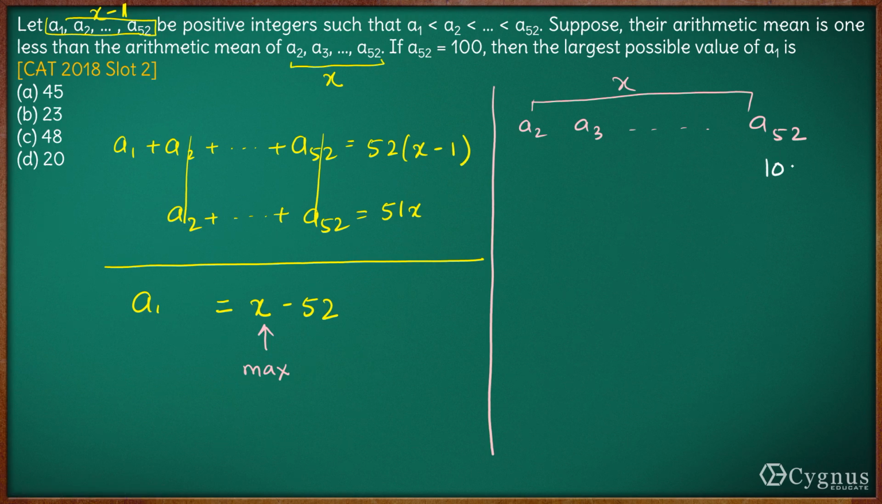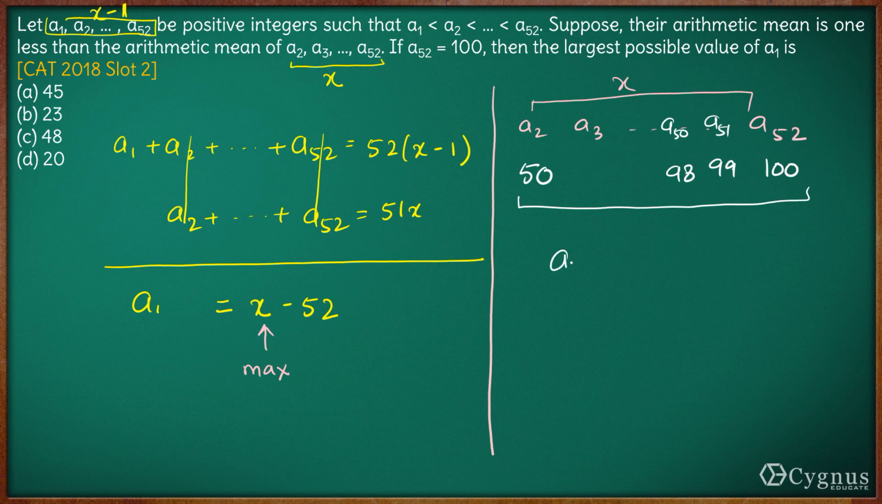Now A52 is given to us as 100 and all the preceding numbers are less than A52. This is an increasing series, right? So A52 is the highest. So the highest possible value of A51 will be 99. The highest possible value of A50 will be 98 and so on, till the highest possible value of A2 will be, what will it be? We subtract 1 each time, so this is going to be 50 here. Okay, so these are the highest possible values of these numbers.